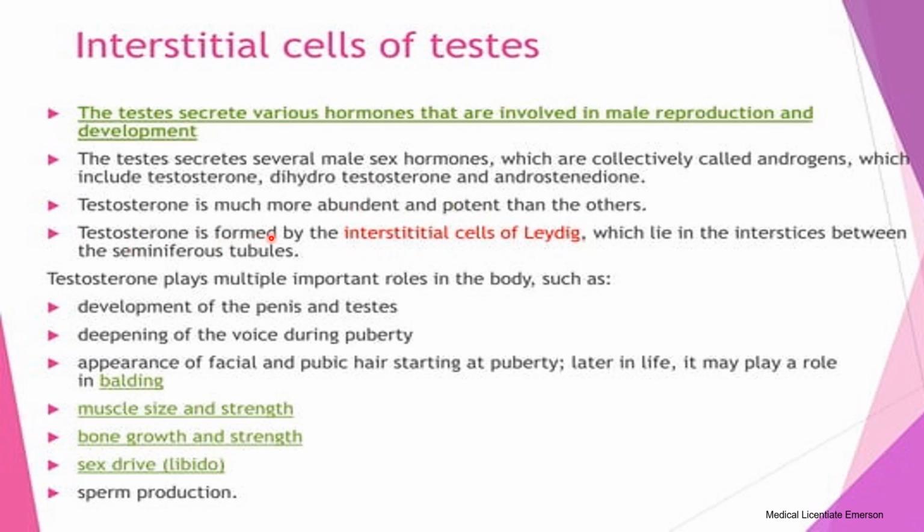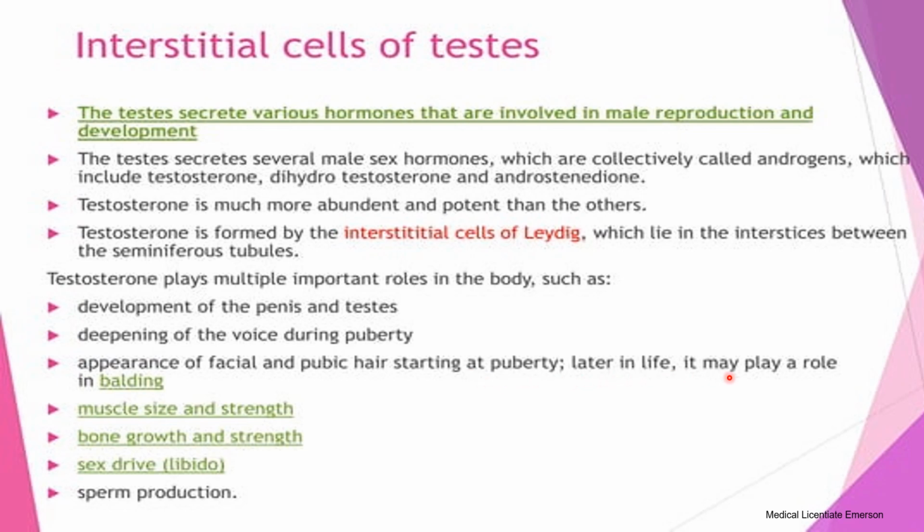Then testosterone is formed by the interstitial cells of Leydig, which lie in the interstices between the seminiferous tubules. Testosterone plays multiple important roles in the body, such as development of the penis and testes, deepening of the voice during puberty, and appearance of facial and pubic hair, starting at puberty.